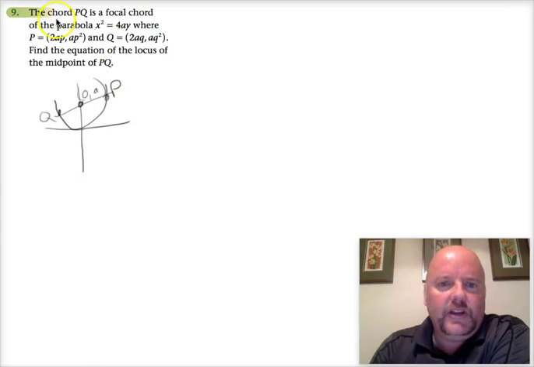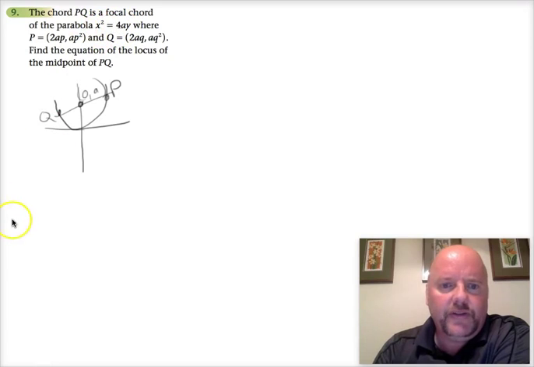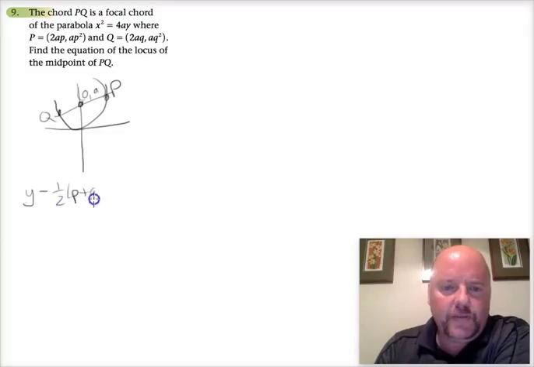Okay, so on this question here, we're told PQ is a chord on this parabola. Because of that, as written there, I know the chord can be of the form y = ½(p + q)x + apq, and you should have already been able to generate those. And we're also told it's a focal chord.